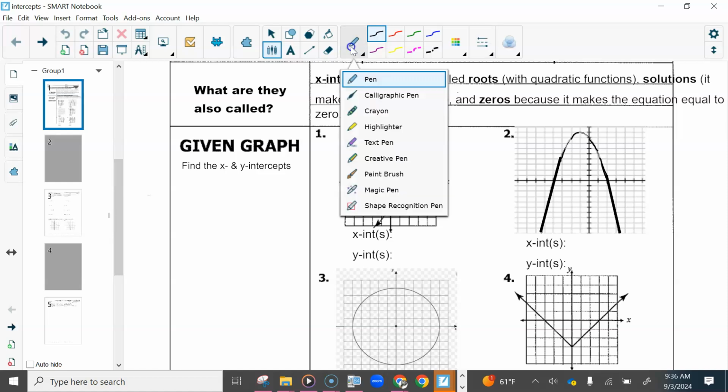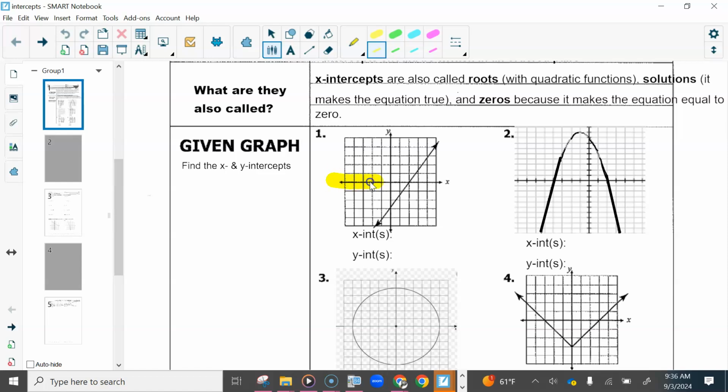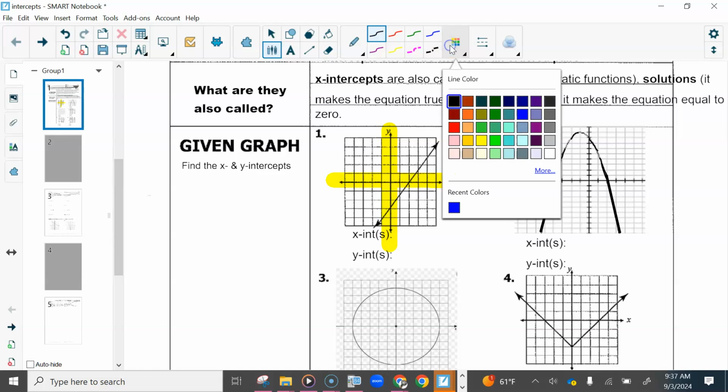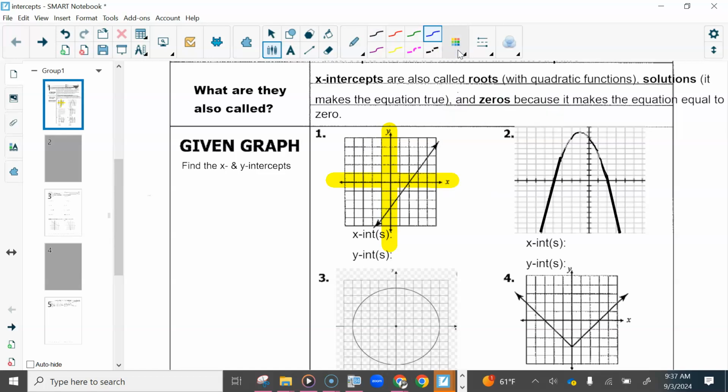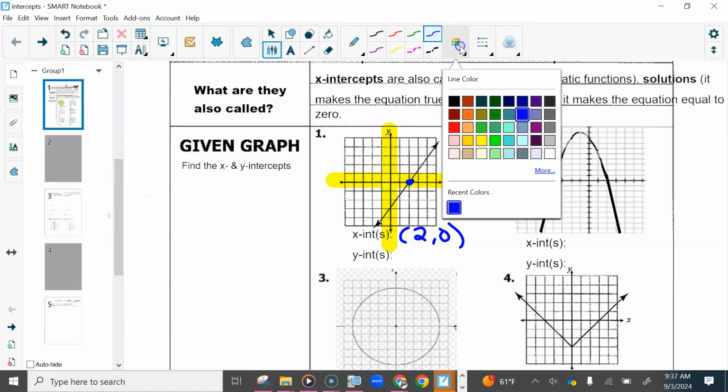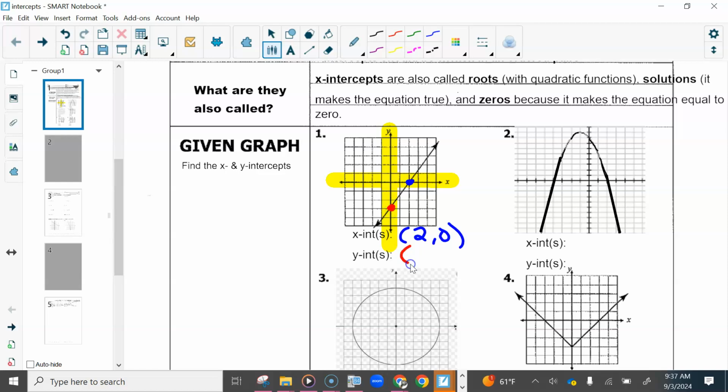So if you need to highlight the x and y intercept just so it is a little bit easier to read, we're looking at where does this diagonal line cross the x-axis. Say it again. 2. And we would write that as, in parentheses, 2, 0. Where does that line cross the y-axis? -3. And we would write that as 0, -3. Questions on that before we continue?